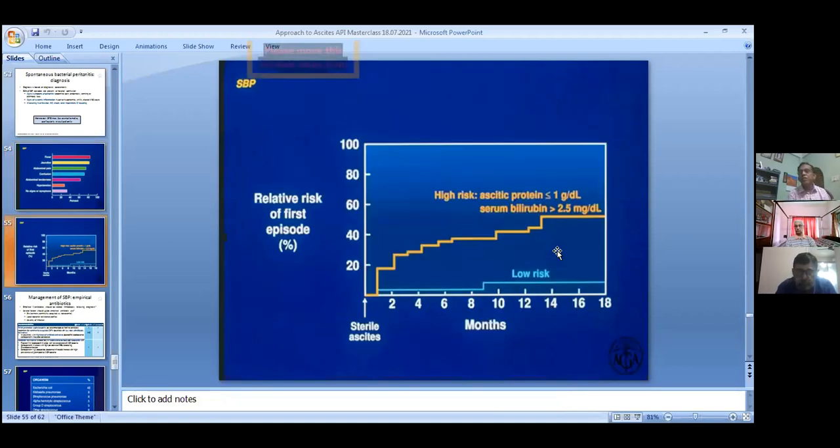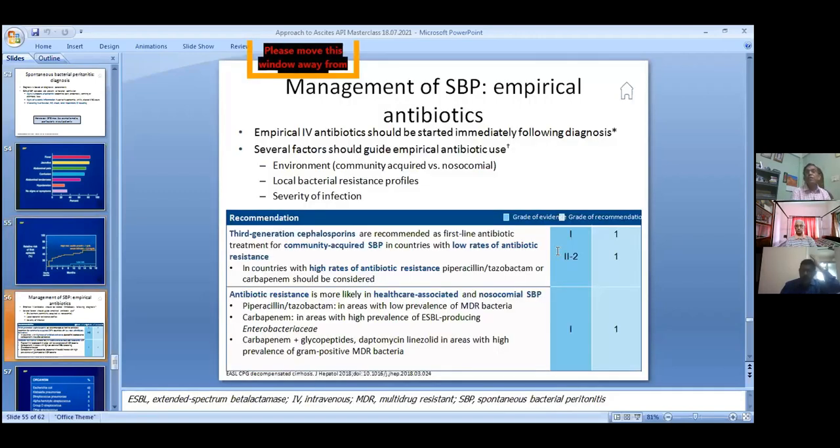In patients who have a high bilirubin and low serum ascitic fluid protein, they have a higher risk of spontaneous bacterial peritonitis. So this is very important. And in the management of SBP, you always have to suspect it, and you should give empirical antibiotic. Empirical IV antibiotic should be started immediately following the diagnosis.